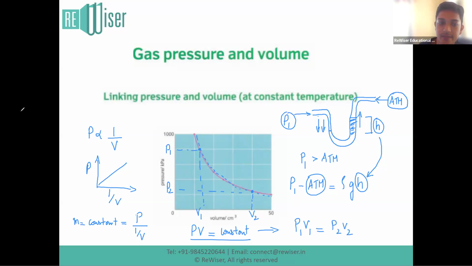You can use this in a numerical where you are given one set of values of pressure and volume and asked to find another value of missing pressure given the volume, or another value of missing volume given the pressure. So this is Boyle's law.